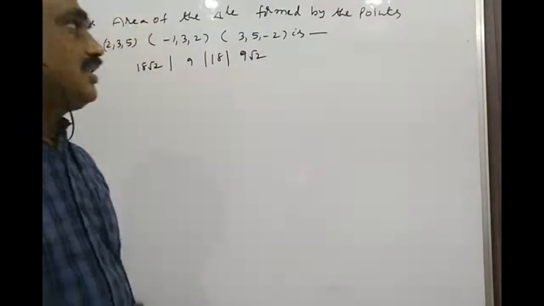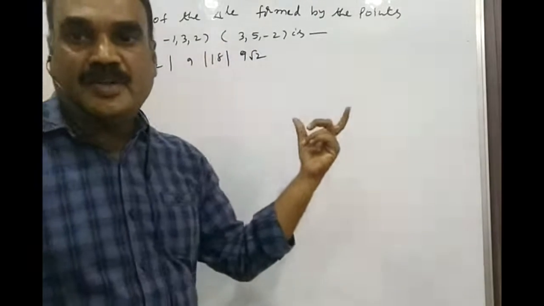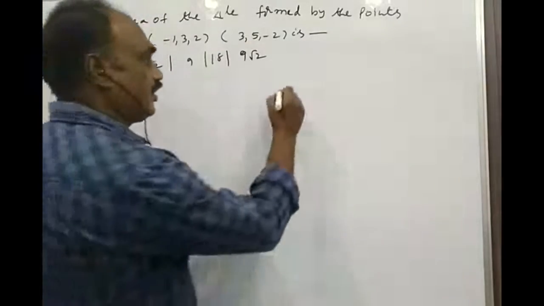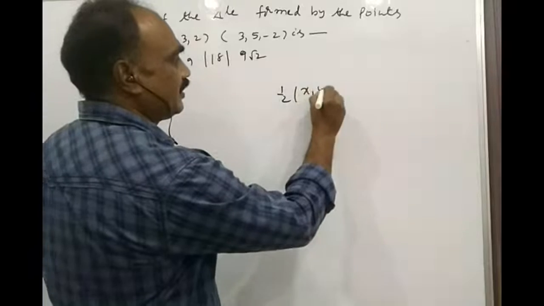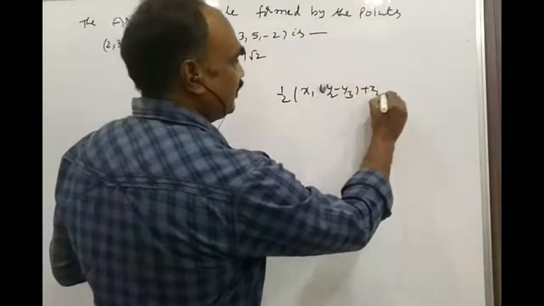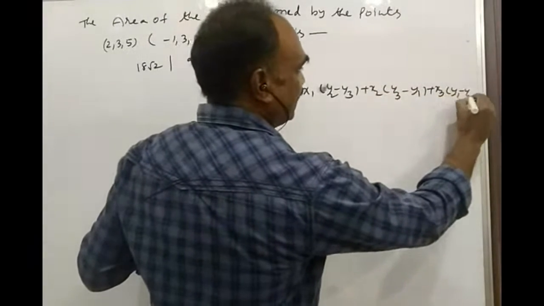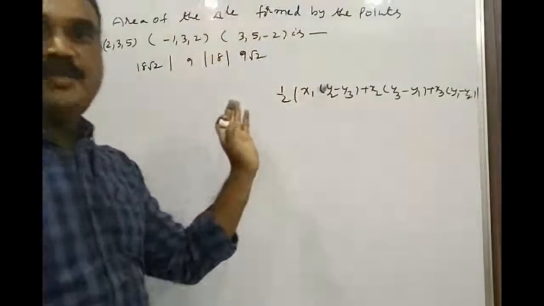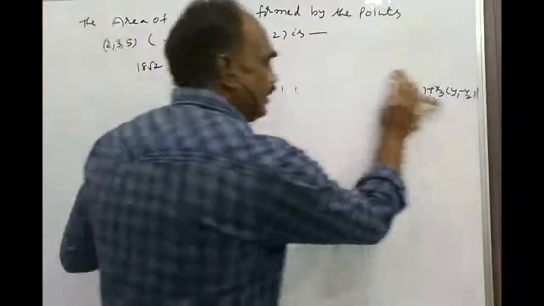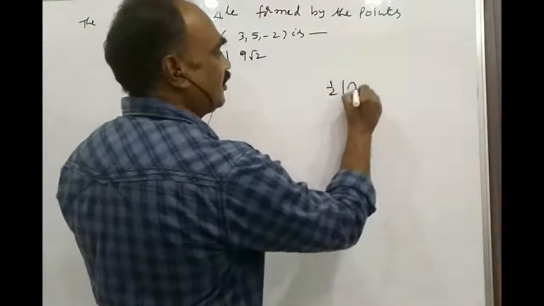Okay, friends. Anyway, this is three-dimensional geometry. Friends, in two-dimensional geometry, what is the formula for the area of the triangle? In two-dimensional geometry, area of the triangle is equal to half times mod of x1 into (y2 minus y3) plus x2 into (y3 minus y1) plus x3 into (y1 minus y2). So that is the two-dimensional geometry formula. Friends, in three-dimensional geometry, area of the triangle is equal to half of mod AB bar cross AC bar.